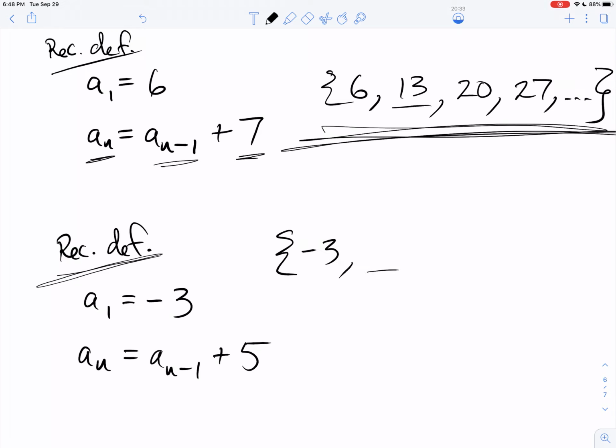I want to know what this next number is. If you want to know what this next number is, you take the one that you already have and add 5 to it. Oh, so it's 2. What if I add 5 again? Well, then I'll get 7. What if I add 5 again? Well, you'll get 12, etc., etc., etc. So, let's get back to it.